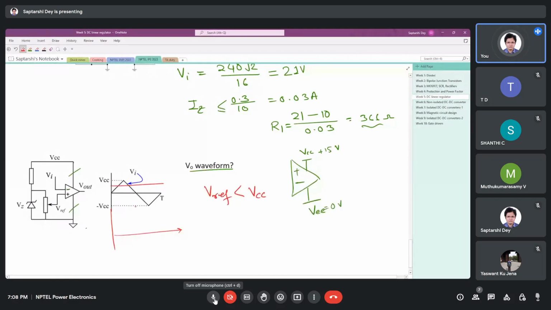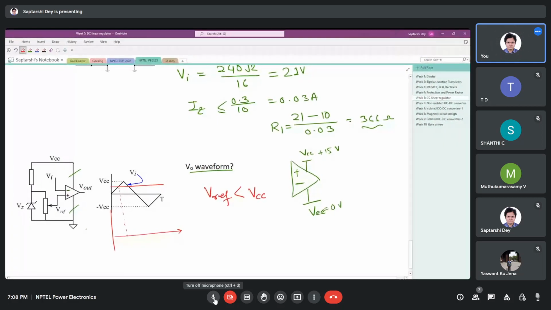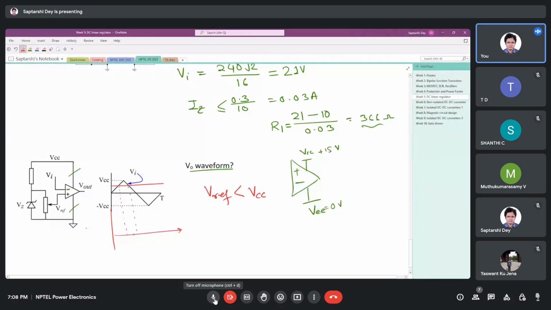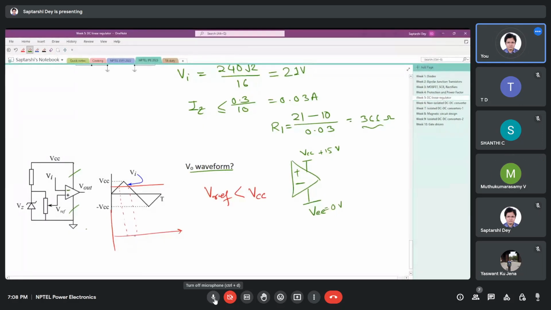Now, how should the output look? When the negative terminal is higher, we are at the negative saturation. Negative saturation means 0 voltage in this case. So our output should look like this.